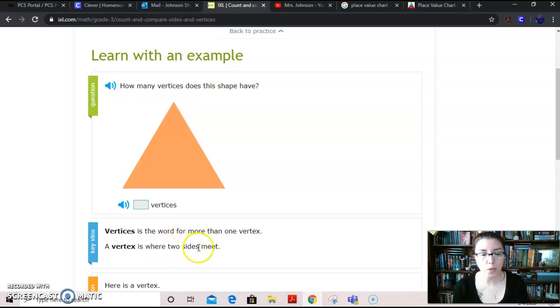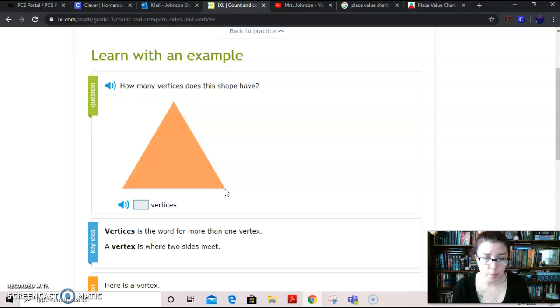A vertex is where the two sides meet. So this right here, that's a vertex, that's a vertex, that's a vertex, okay? So where two sides meet. Okay, so how many do we have? Since it's plural, since it's more than one, we call them vertices. How many vertices do we have?